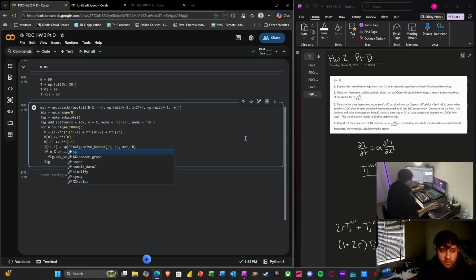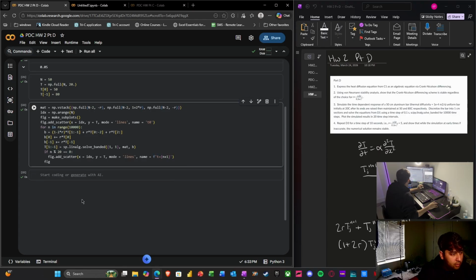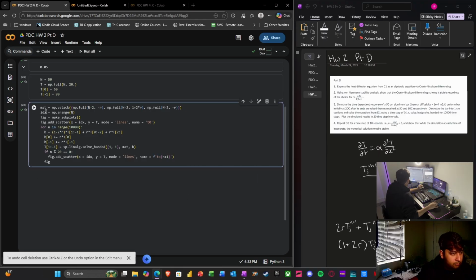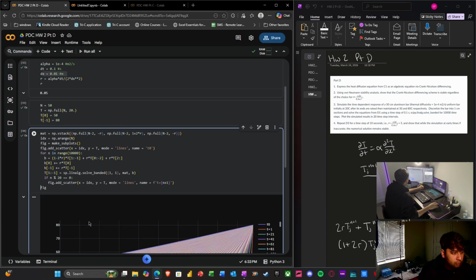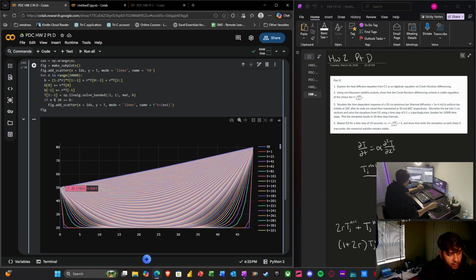Yeah, it's SciPy, not NumPy. Okay, there we go. Yep, so here's the graph that we're looking for. You can see that our temperature profile has that same linear relation as we saw in part C. So this is our plot and our simulation.